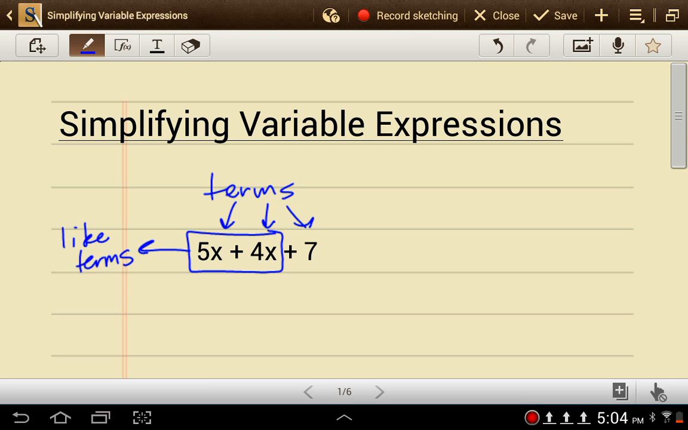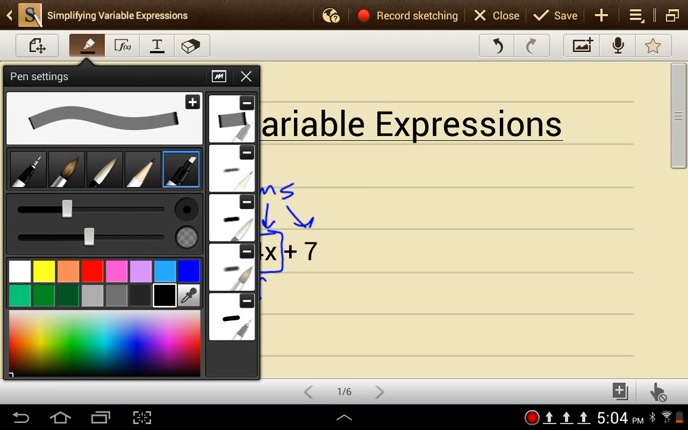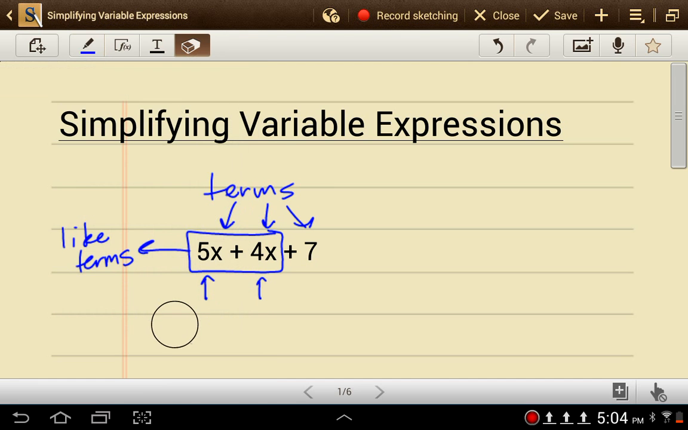Now working with our terms with variables, we have a word that we use to refer to the number that's in front of the variable. And the formal definition is it's being multiplied to our variable, and that is a coefficient. A coefficient is the number that is being multiplied to a variable. Okay, and that is the number that is being multiplied to the variable.